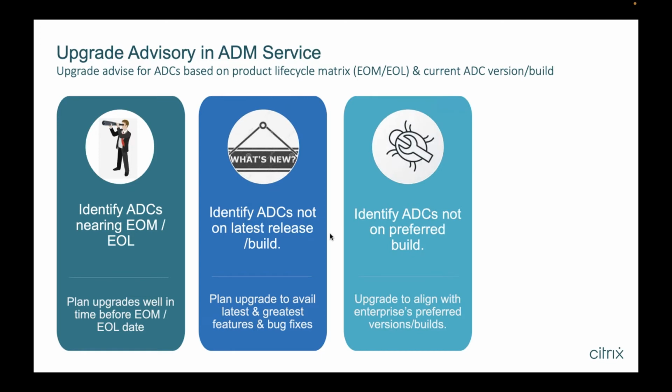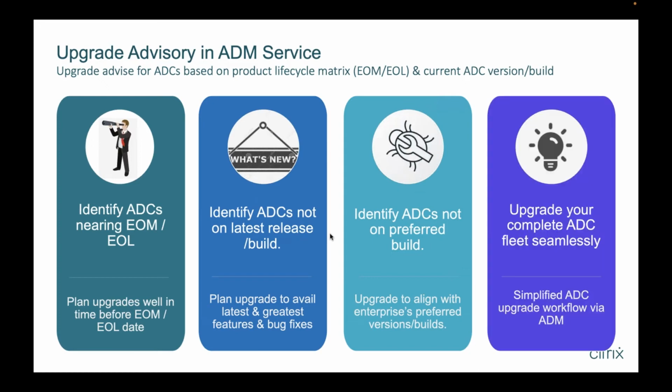Some enterprises want to have a preferred build, a particular specific build which they want to be on. So ADM also allows you to set that preferred build, and ADM will help you identify the ADCs that are not on the preferred build. So you can have one or more than one preferred builds, and after identification of ADCs which are not on the preferred build, you can align your upgrade. You can align your other ADCs to your preferred version or builds.